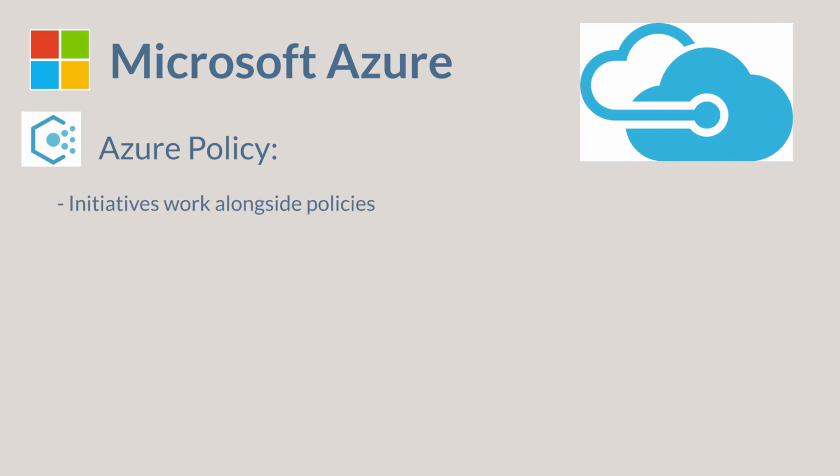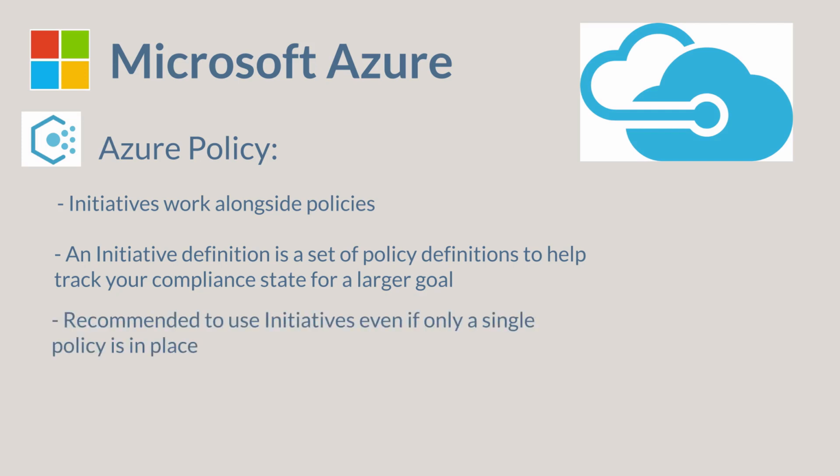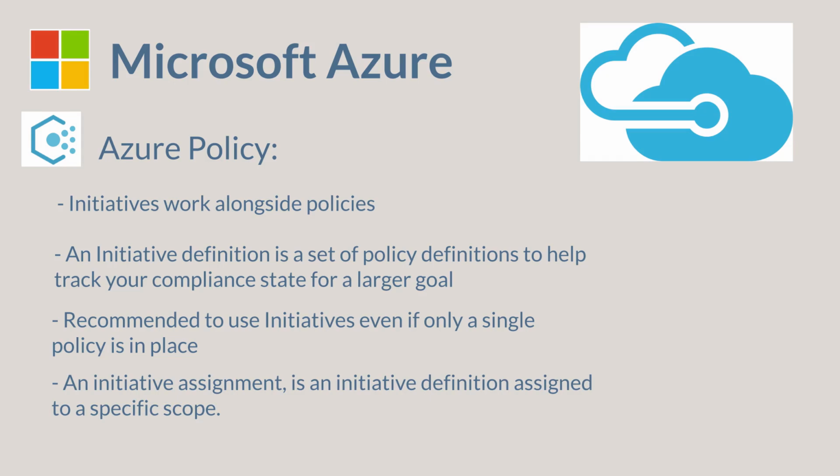Initiatives work alongside policies in Azure Policy. An initiative definition is a set of policy definitions that help track your compliance state for a larger goal. Even if you have a single policy, we recommend using initiatives if you anticipate increasing the number of policies over time. Like a policy assignment, an initiative assignment is an initiative definition assigned to a specific scope. Initiative assignments reduce the need to make several initiative definitions for each scope. This scope could also range from a management group to a resource group. Initiatives can be assigned just as policies can.